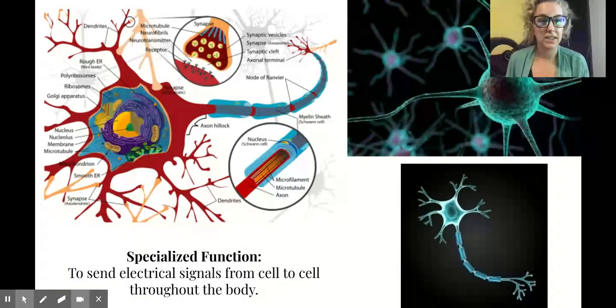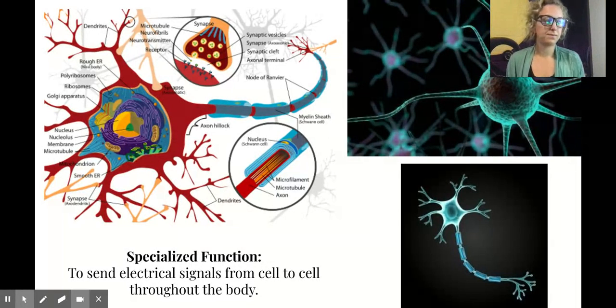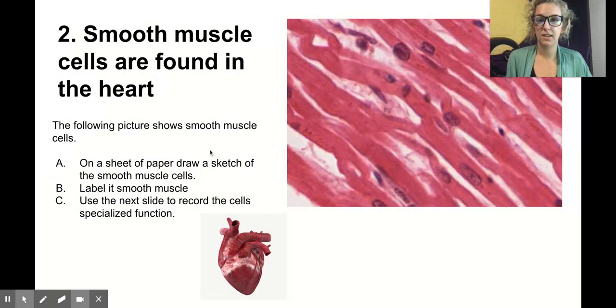You go ahead and write that down as well. We'll go ahead and pause if you need to do that. Once again, press pause, write down the specialized function of your cell on your notes. You're welcome to unpause whenever you're ready. Let's go to the next.